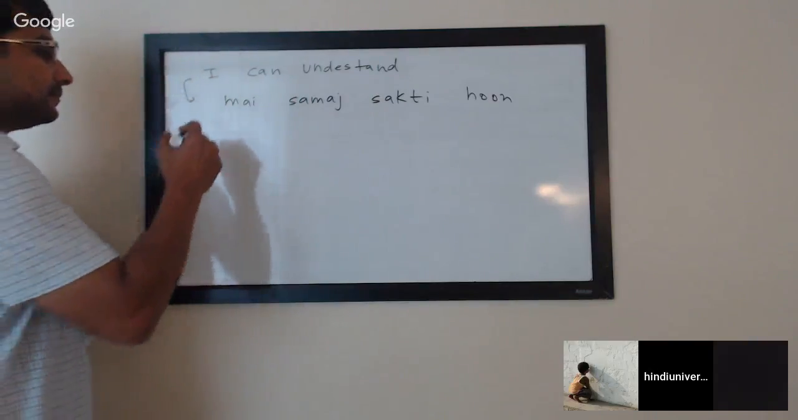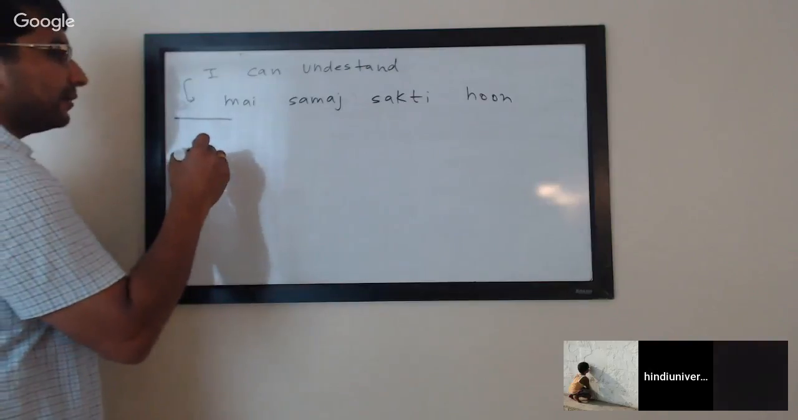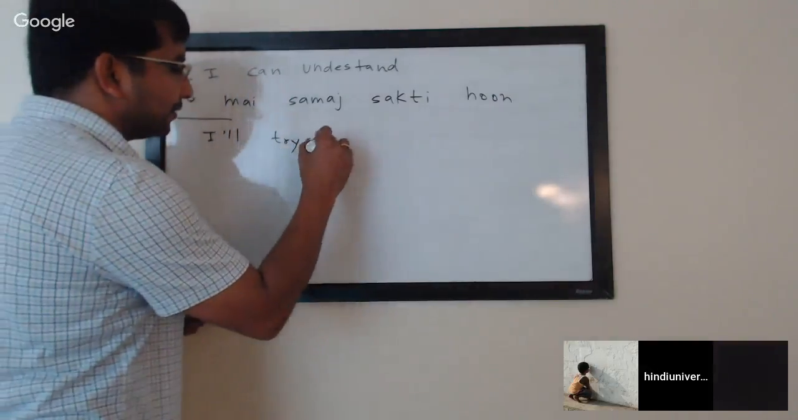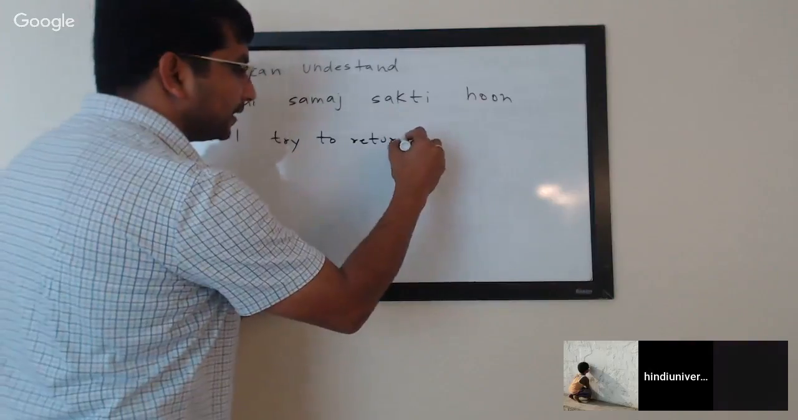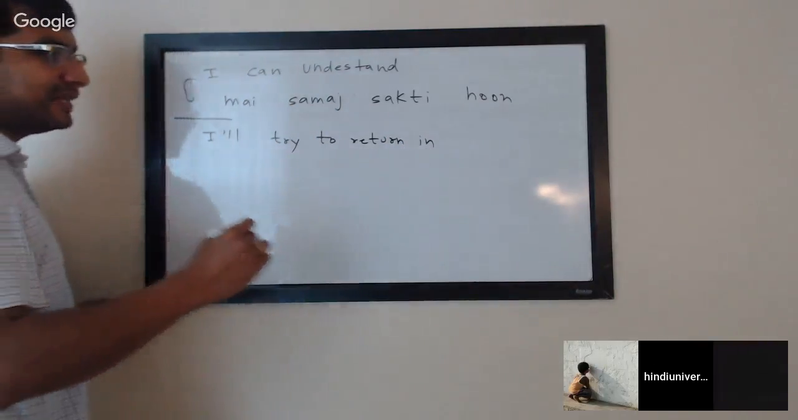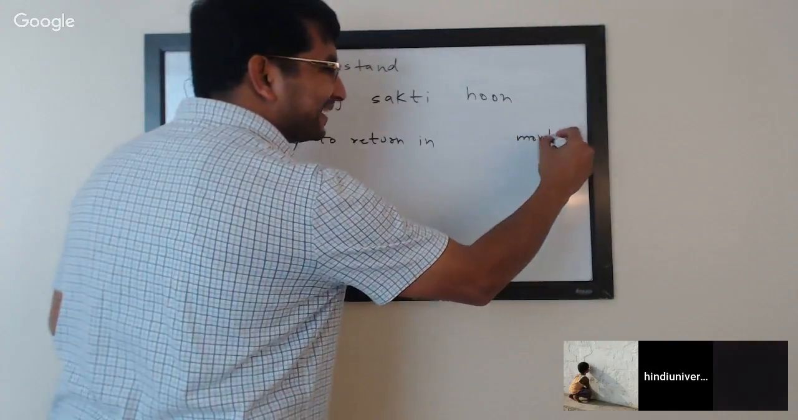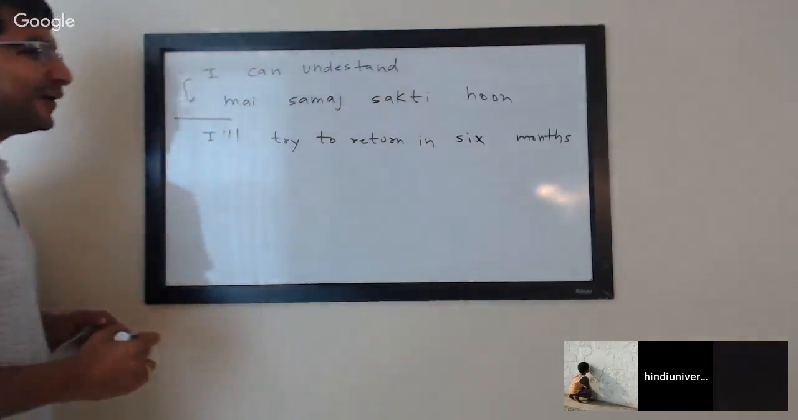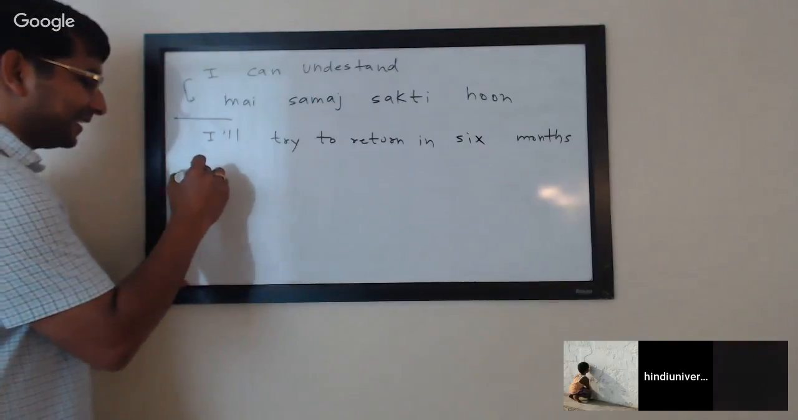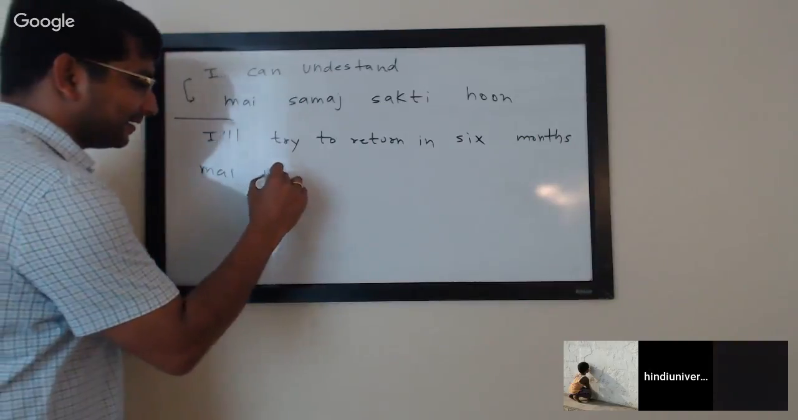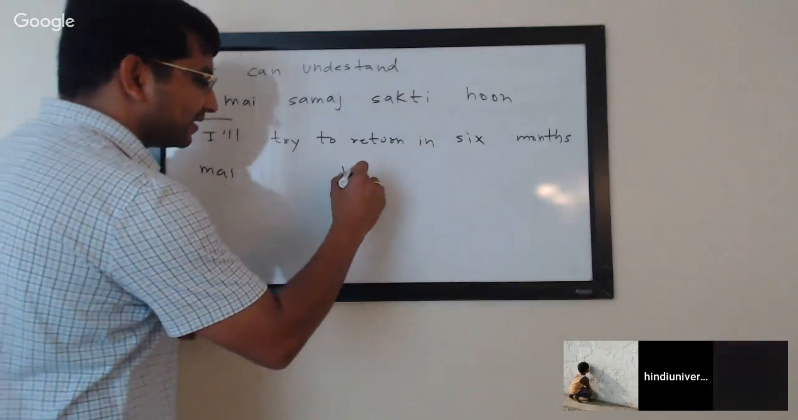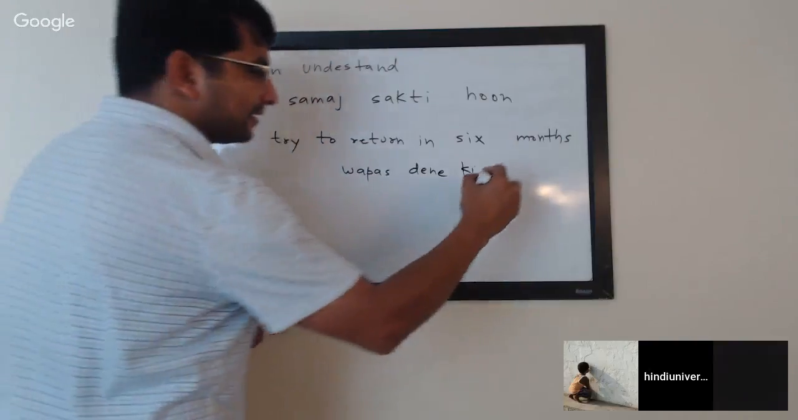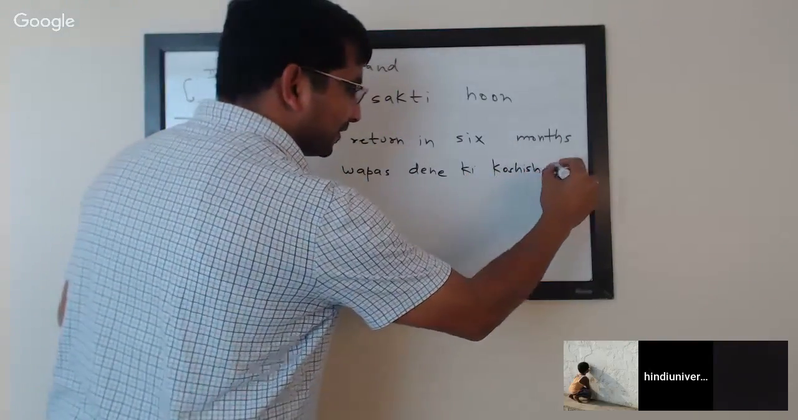OK. Now the next thing you want to ask him is like, OK, I will try to return in, you tell me, you need the money, 6 months. Huh? 6 months. Okay, I'll try to return in 6 months. How will you say it? Main wapas dene ki. Okay, main wapas देने की कोशिश करूंगी. Very good.